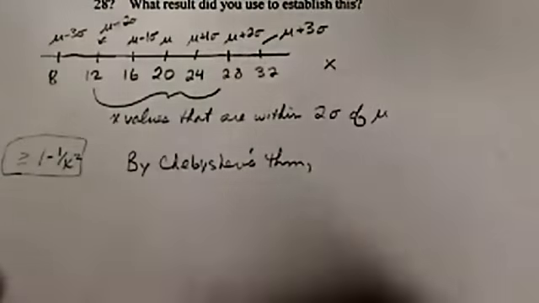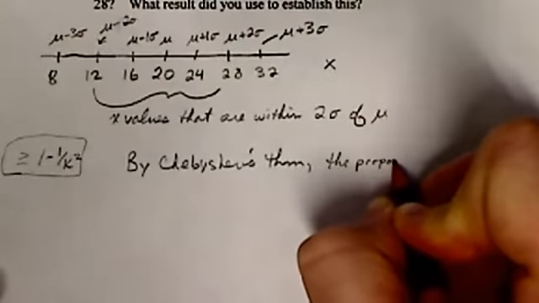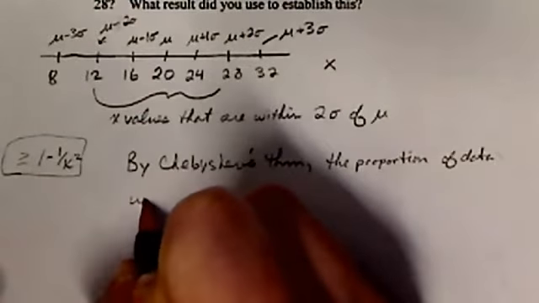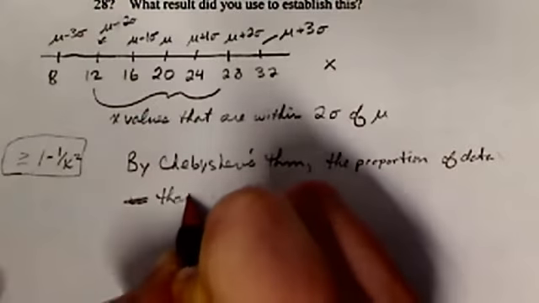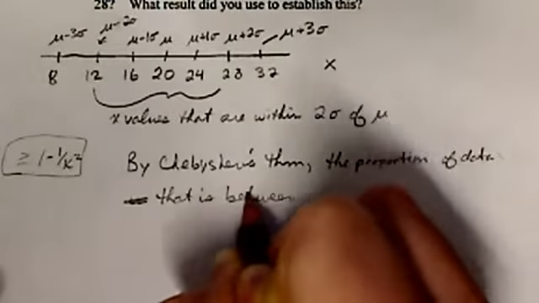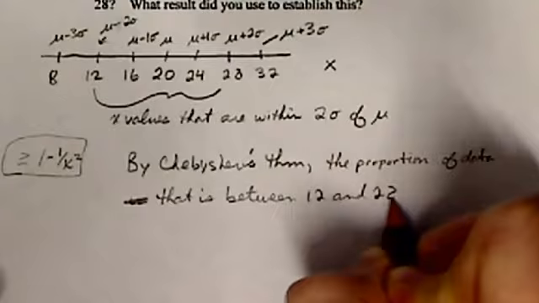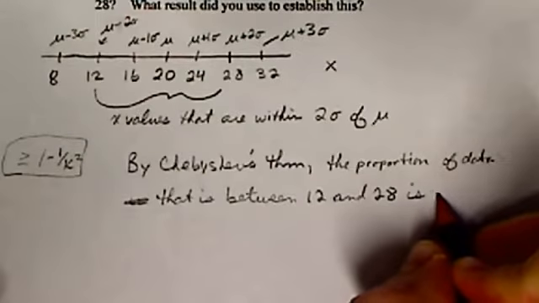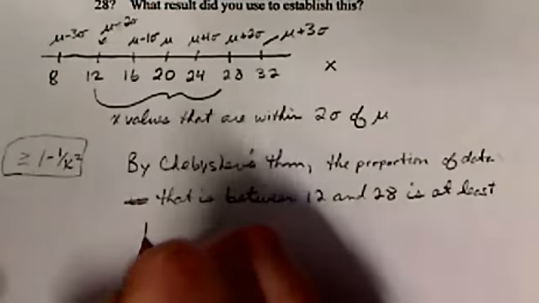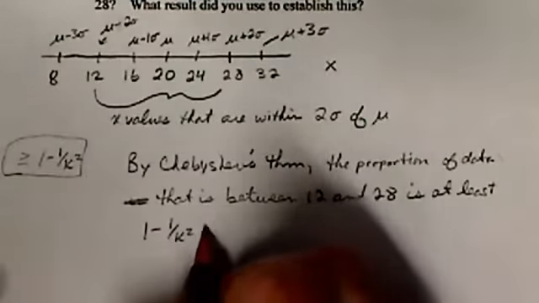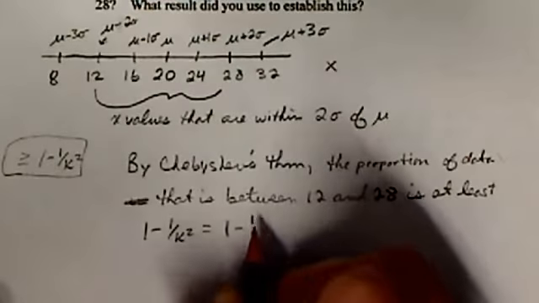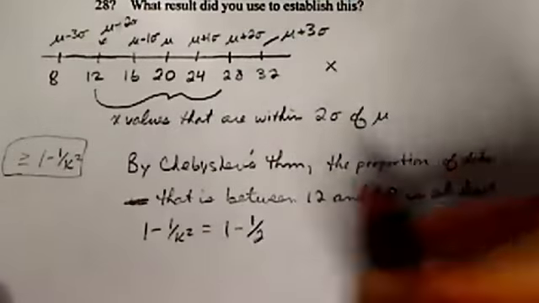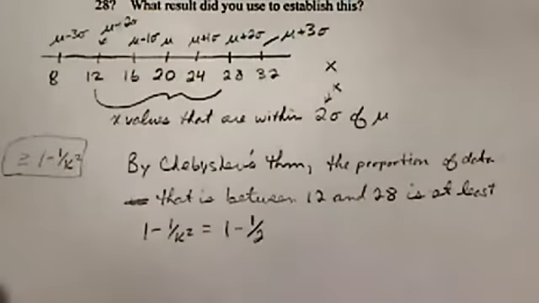But by Chebyshev's theorem, the proportion of data that is between 12 and 28 is at least 1 minus 1 over k squared. What's k? K is the number of standard deviations that you're within the mean here. So k here is 2 because we're within 2 standard deviations of the mean. This is k.